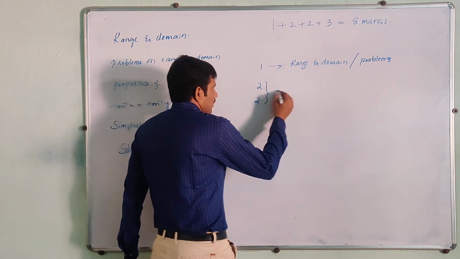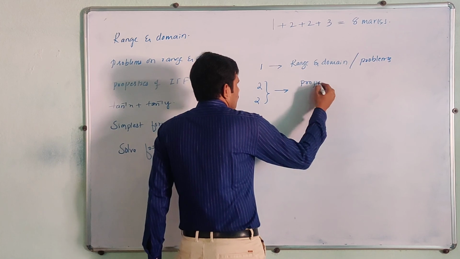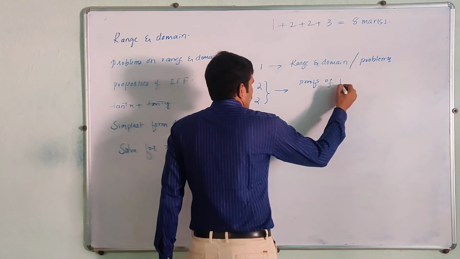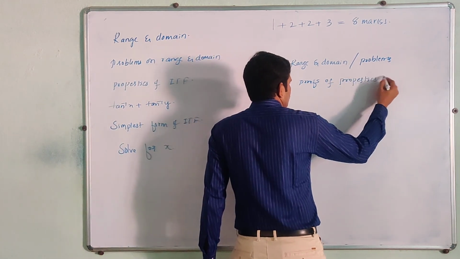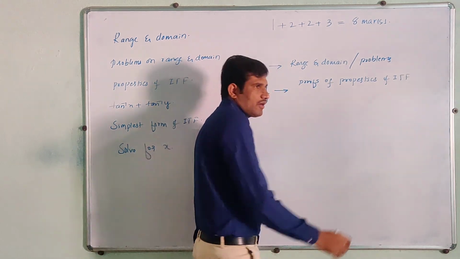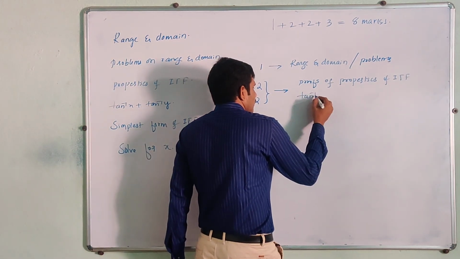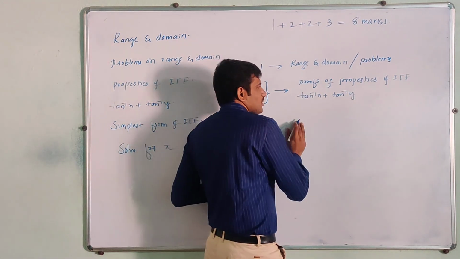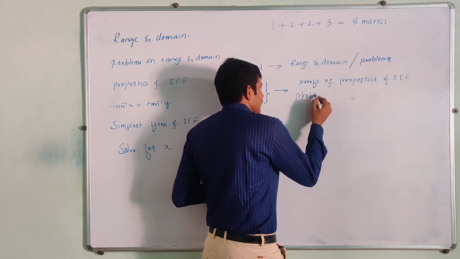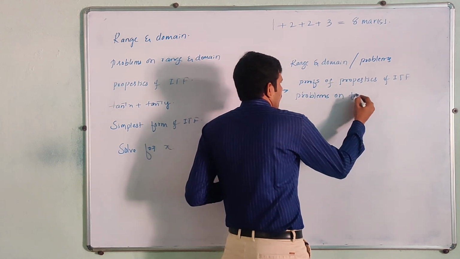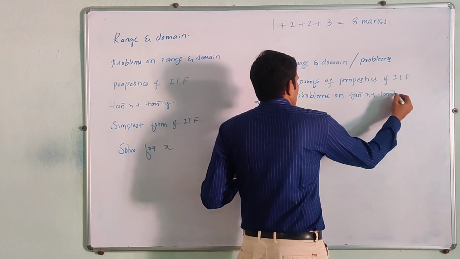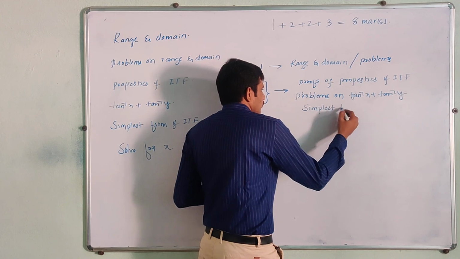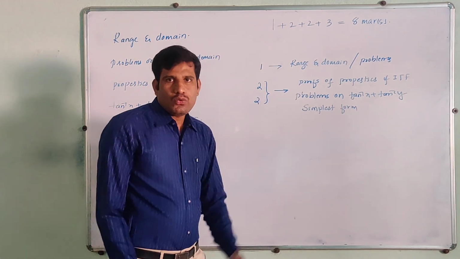Here we have to prepare the proofs of properties of inverse trigonometric functions. Then problems on tan inverse x plus tan inverse y; we have 2 or 3 problems. And problems on tan inverse x plus tan inverse y and simplest form. You have to prepare these things. So there will be 2 mark questions.